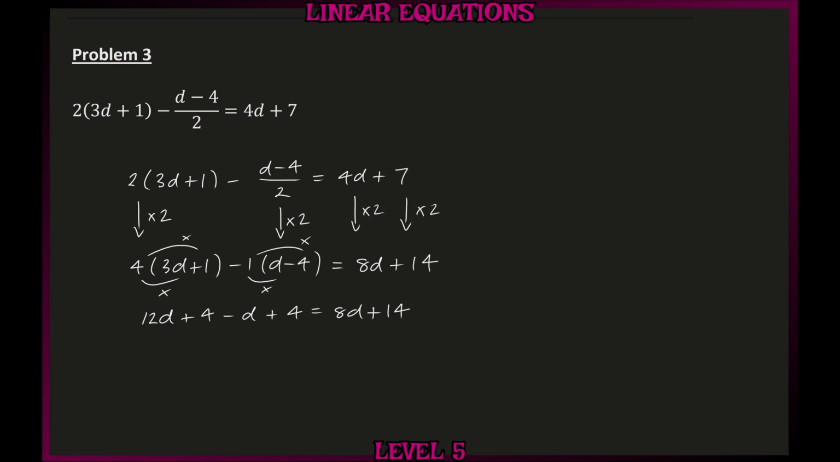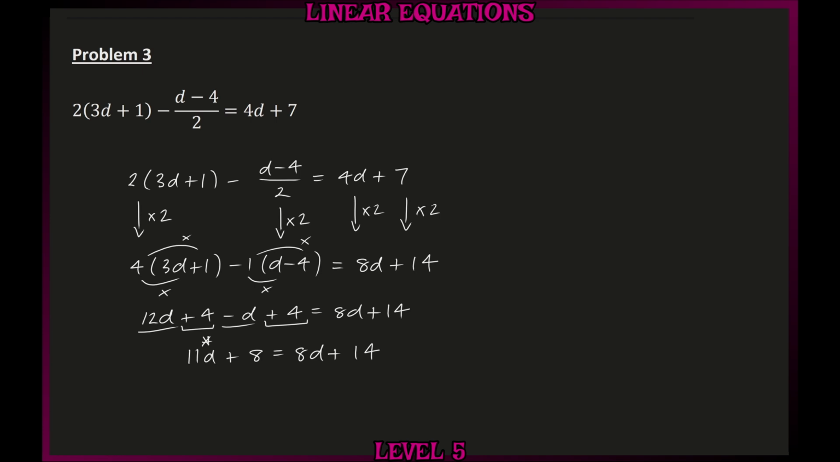Now staying on the left, we can simplify by collecting like terms. So we can do 12d minus d, which gives us 11d, and plus 4 is plus 8. And we still have 8d plus 14 on the right. Now we have unknowns on both sides, so we're going to collect them on the side where we start with the most, which is on the left.